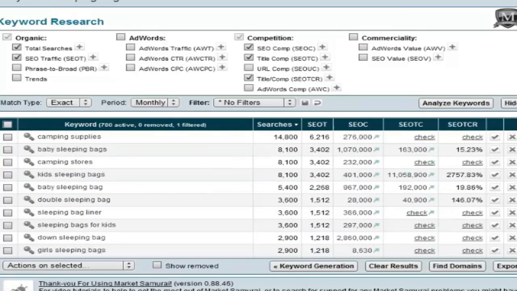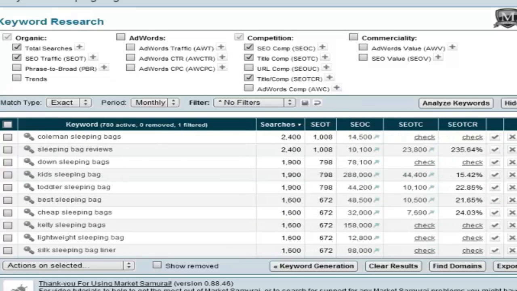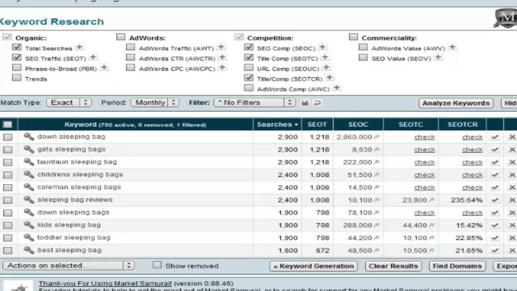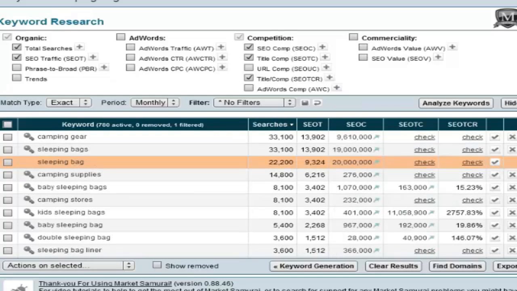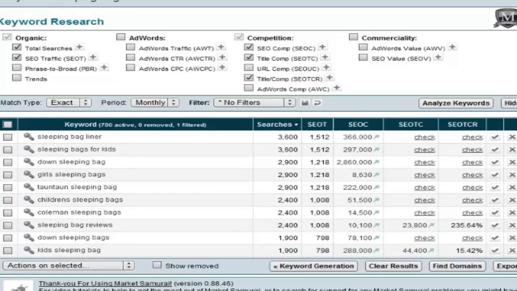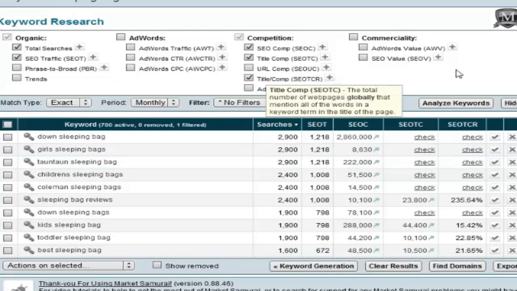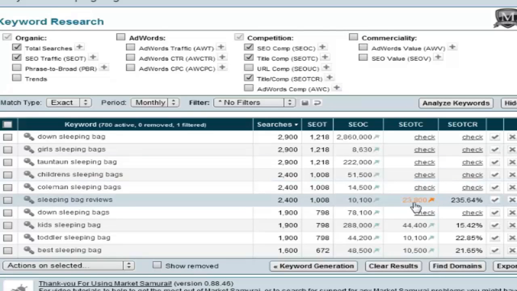So for me personally, for this example, I am very happy that I see, where was it here? Best sleeping bag, only 10,000 people using that in their title tag. And then there was a review somewhere here. If I can find it. Sleeping bag reviews, 23,000. So those are probably two great terms that I'll target with my homepage. Sleeping bag reviews and best sleeping bag. You want to look for an SEO title tag competition. I would say under 100,000, and if you can get down below 50,000 and even these 20,000, that's a very realistic term to go after and get traffic for.